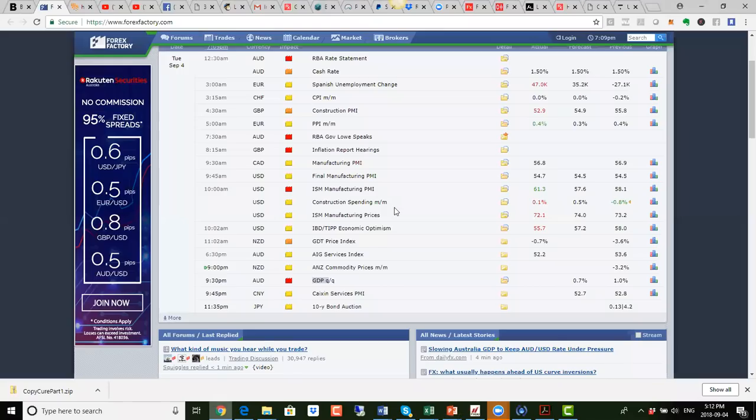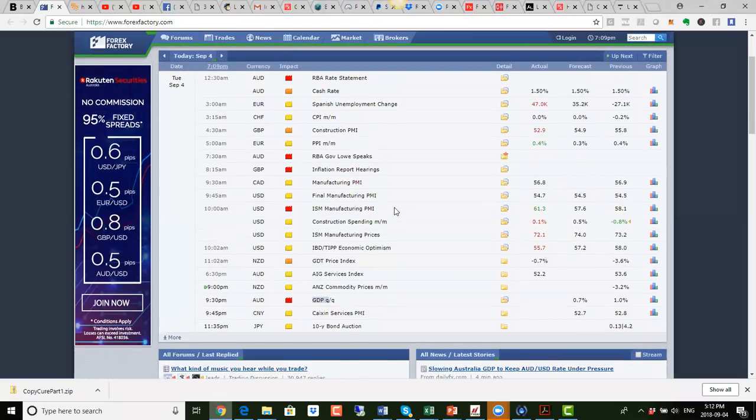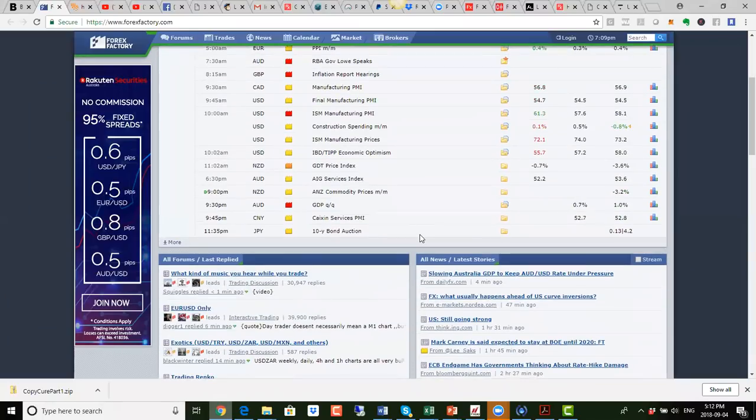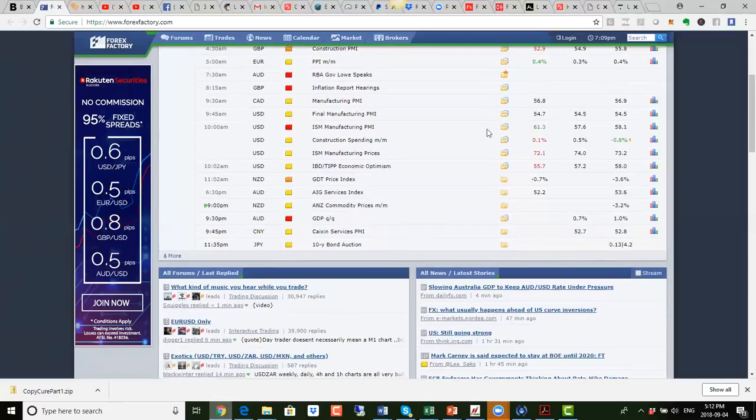As usual, we'll start off by taking a look at our economic calendar here. So Australia, we had the rate statement. It stayed the same as was expected. And other than that, we had manufacturing PMI numbers that came in positive.